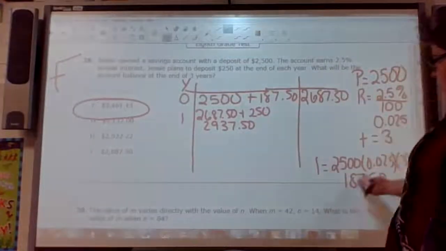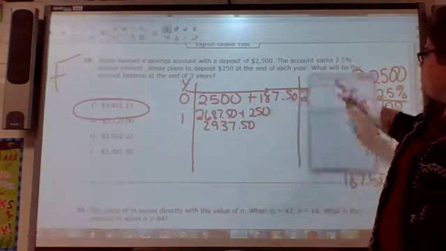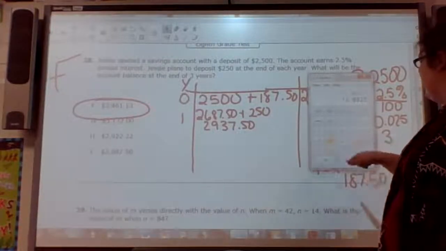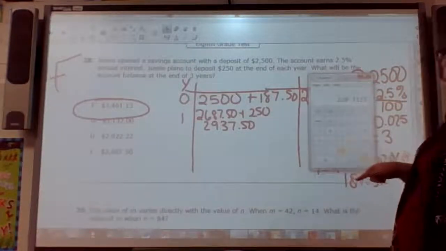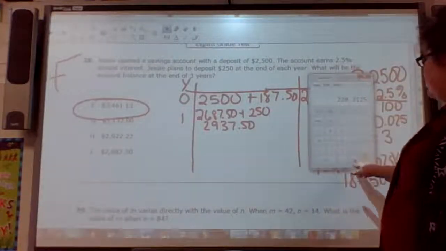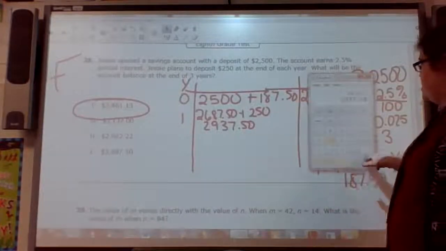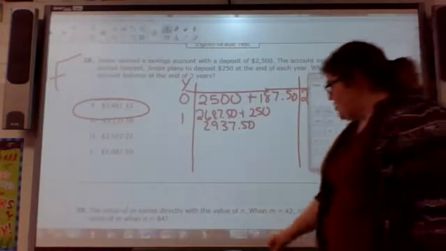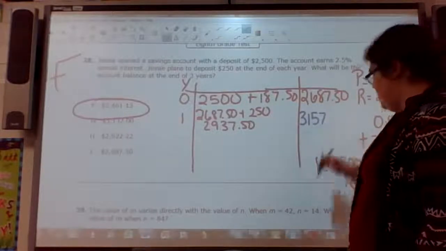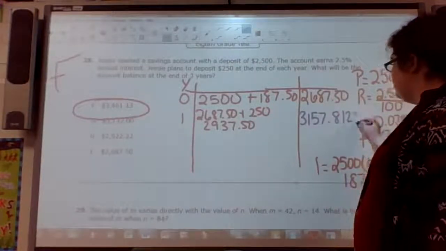So I'm going to earn interest. So I need to plug that back in. Times 0.025 times 3. It's 220. I'm going to add it back to this plus $2,937.50. And I have $3,157 and some change.